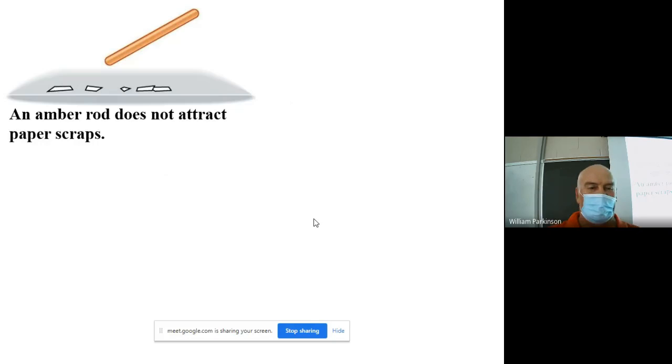If you get something known as an amber rod, and what an amber rod is, it's really not made out. In the old days, they used amber rods. Nowadays, they use a plastic rod. What is an amber rod? It turns out amber is a form of sap which has been petrified over the millennia, and it forms a sort of a plastic that was used a long time ago.